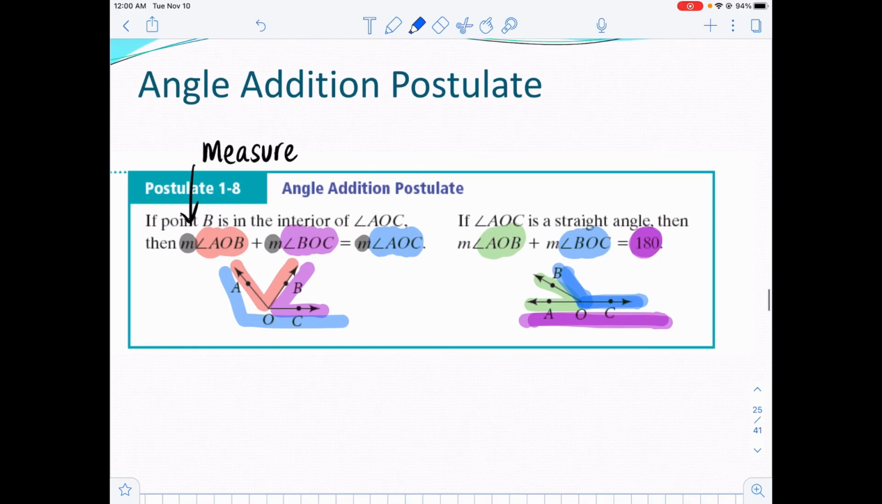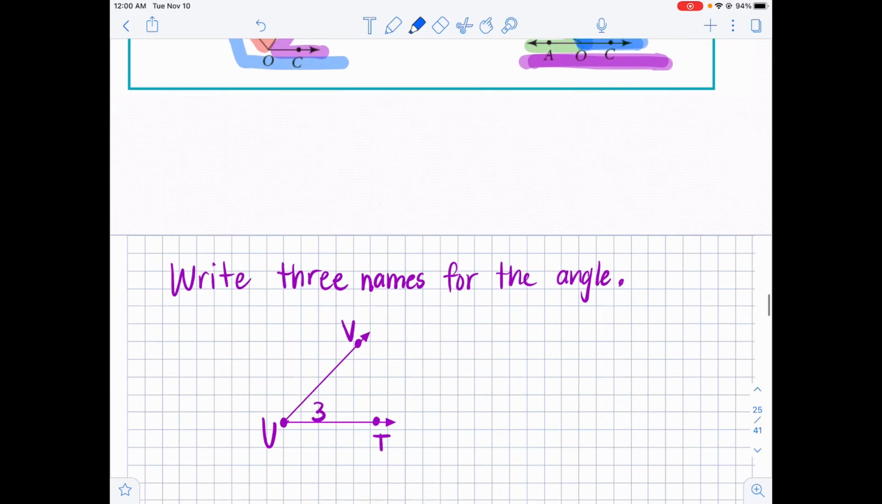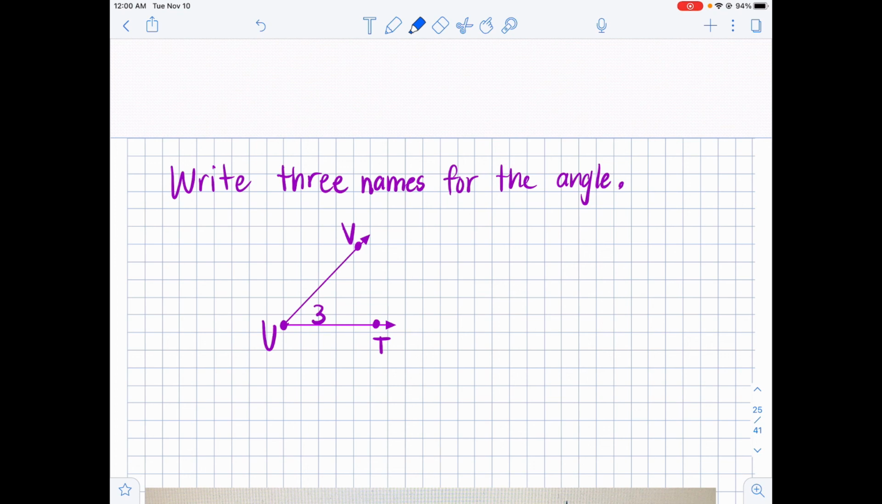All right, let's go ahead and jump into examples. So let's go ahead and do the first one. It says write 3 names for the angle. So that's what you're going to do. At this point, write 3 names for the angle, press pause, and give it a shot, please.